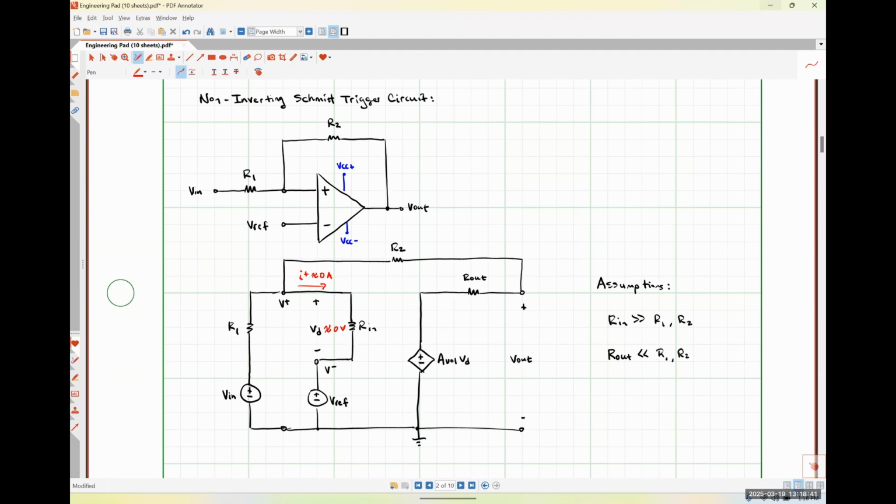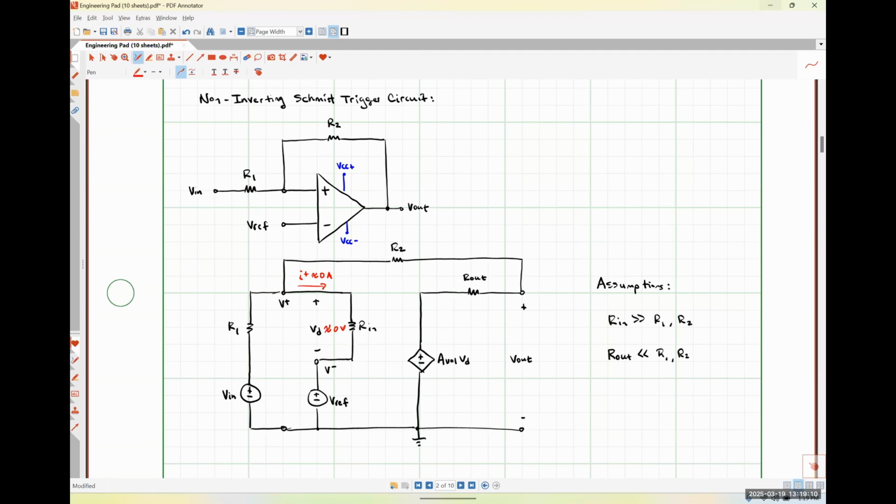VD is going to be something incredibly small, but AVOL is a gain that is incredibly large. So I should still expect my output voltage to actually be either VCC plus or VCC minus, because again, this is a positive feedback system. So those are pretty much my only options for my output voltage, okay? So let's think about things here really quickly, okay?